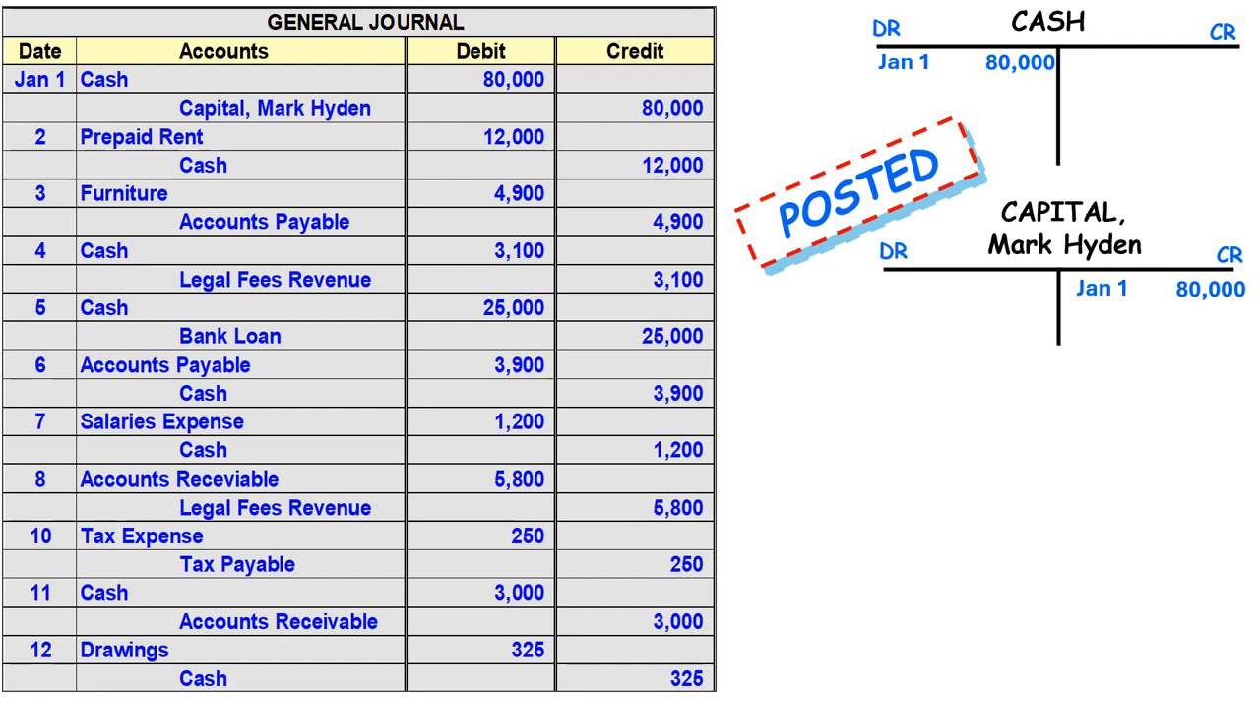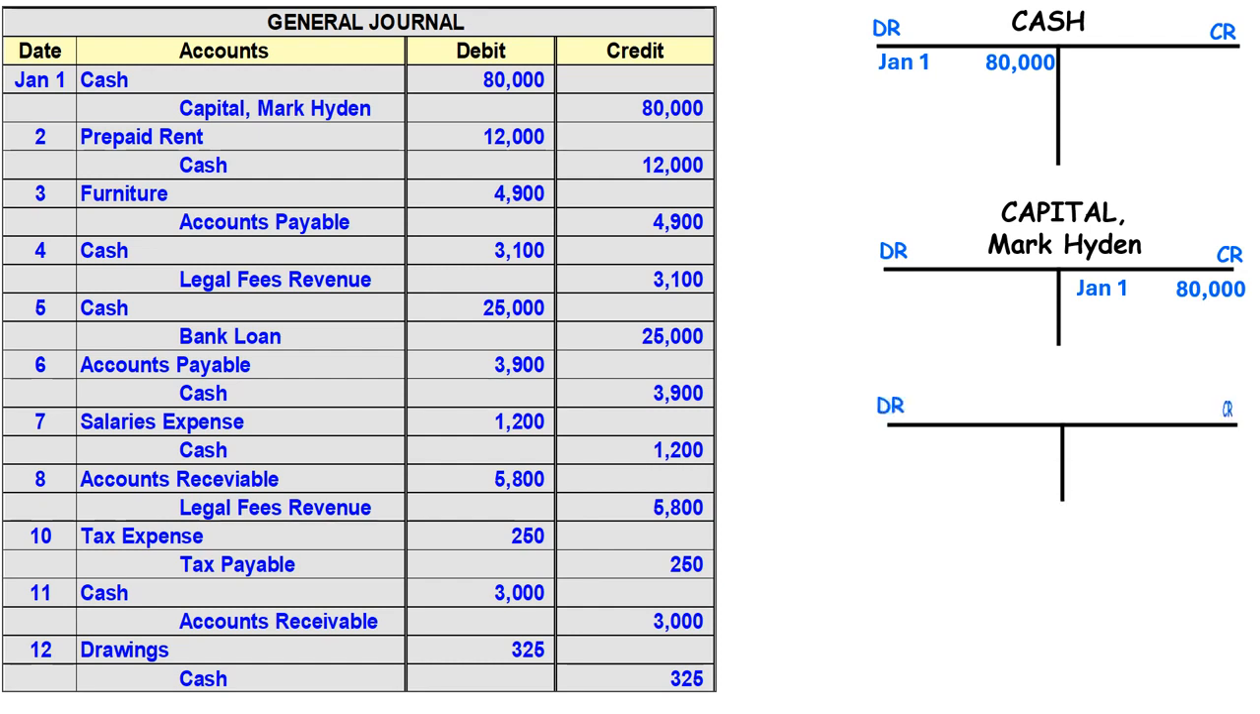So the next line is a prepaid rent. So I'm going to open another T account and call it prepaid. Remember that every line that you see will have a T account. So here is a T account for prepaid. Again, $12,000 is on the debit side, copying the date and the 12,000 on the debit side of the prepaid account.